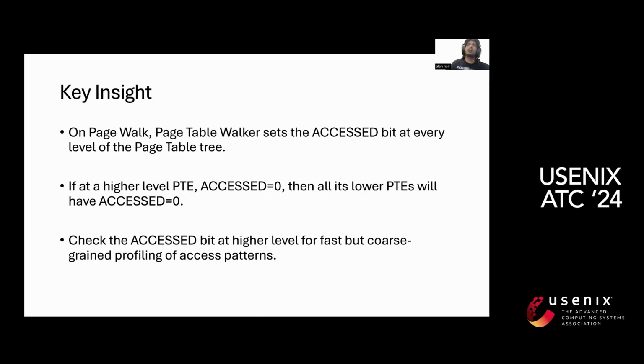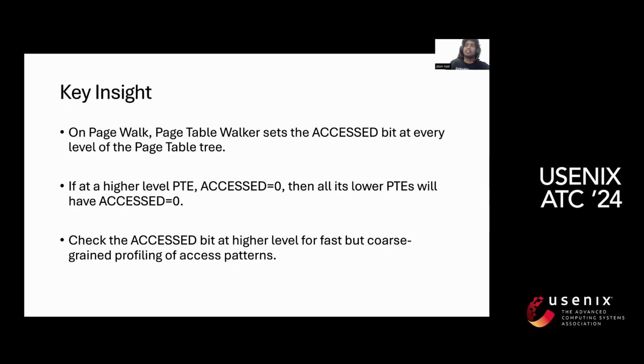In the page table walk that we just saw, the page table walker sets the accessed bit to 1, not just at the last level of the page table, but at every level. The corollary is that if the access bit is 0 at a higher level page table entry, then all the lower page table entries beneath it will have access bit set to 0 as well. So by checking the accessed bit at a higher level, we can detect access patterns faster by an order of magnitude, but the precision or the spatial granularity of detection falls by an order of magnitude.